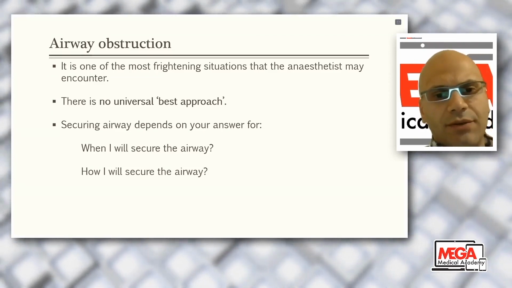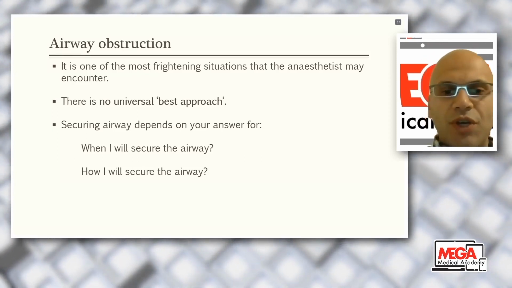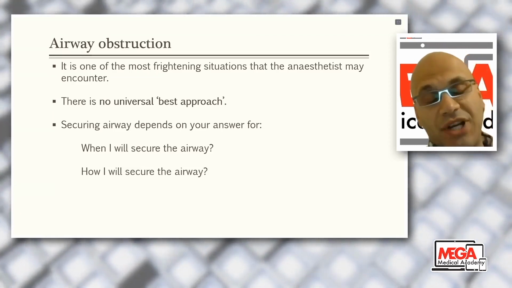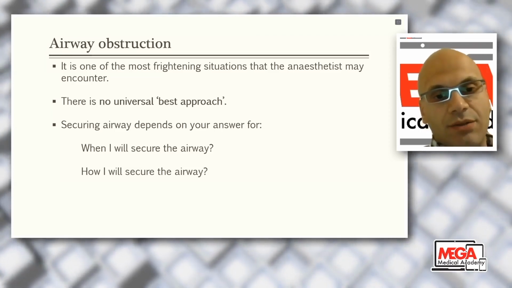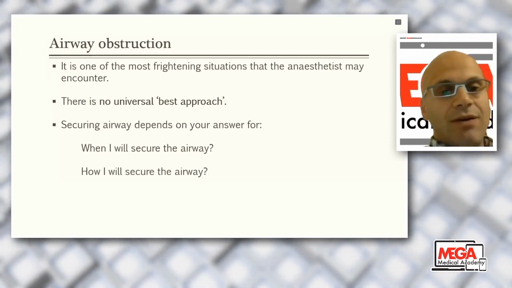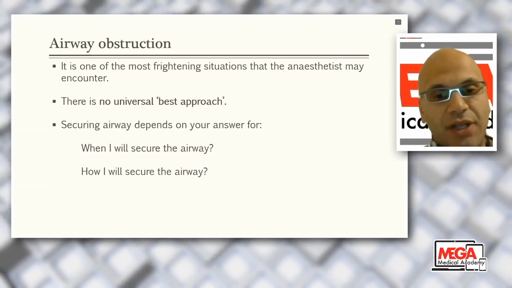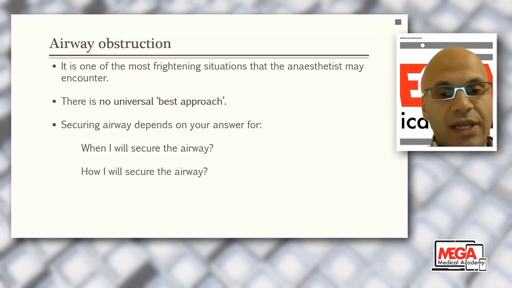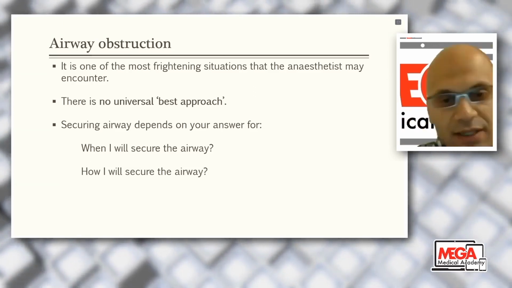Your management will depend on answering 2 questions. The first is when I will secure the airway. Is it an emergency that I have to do in the A&E or in the ward, or do I have time that I can optimize the patient and shift the patient to the theater? It will guide your management. The second question is how I will secure the airway. Is it a conventional induction and intubation, or will I do awake tracheal intubation, or will the patient need a tracheostomy? Usually, you always put plan A, plan B, and plan C for your patient.